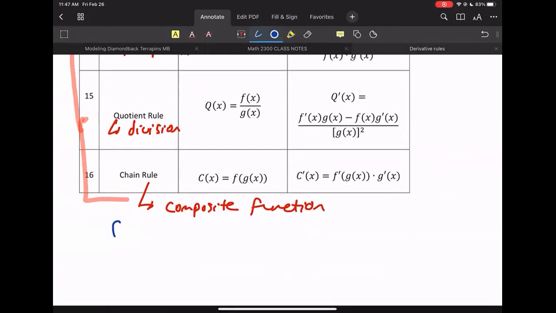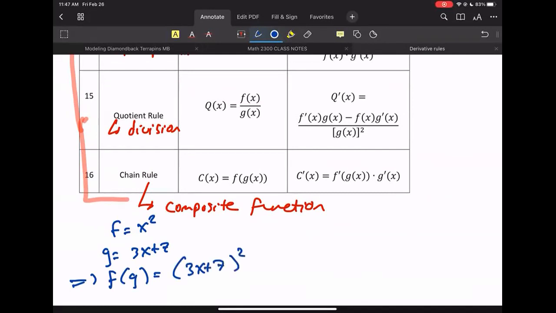If f is x squared and g was, say, 3x plus 7, and we plugged g into f, it would be that, right? That's the kind of thing we've been practicing. You take out the x in the f function and put in g. And so this is how we recognize something as being composition.